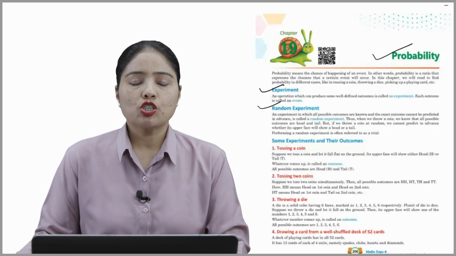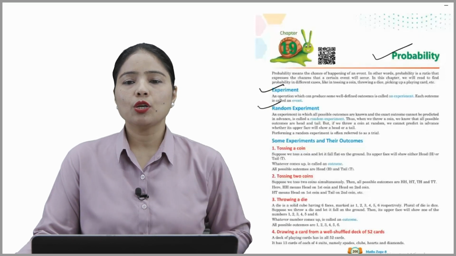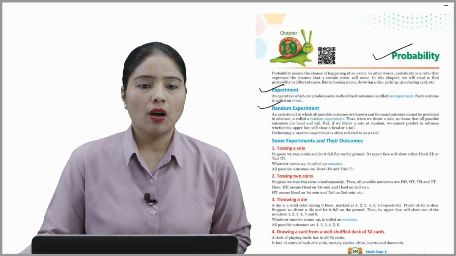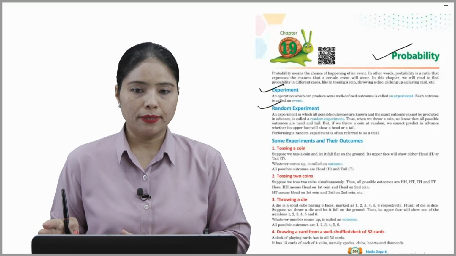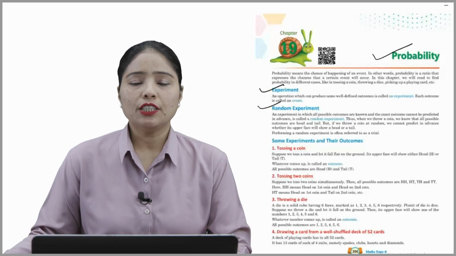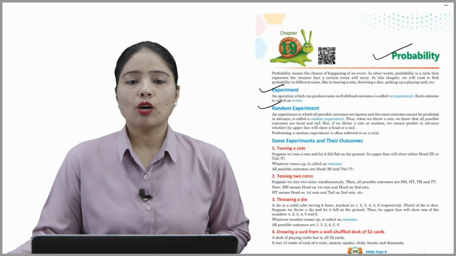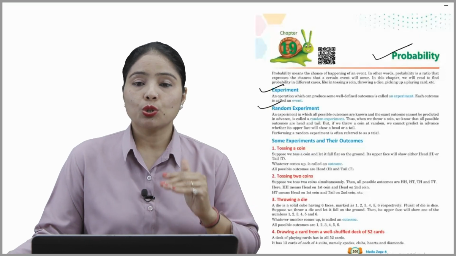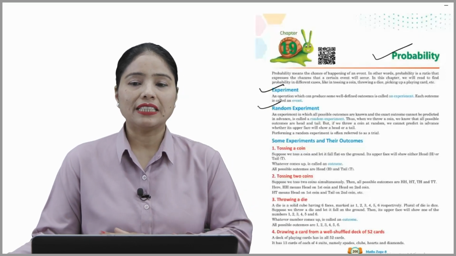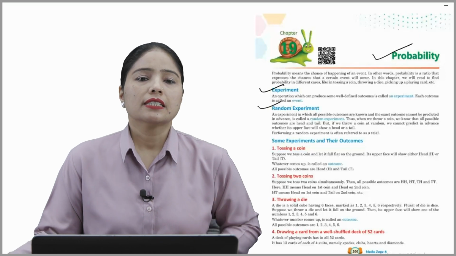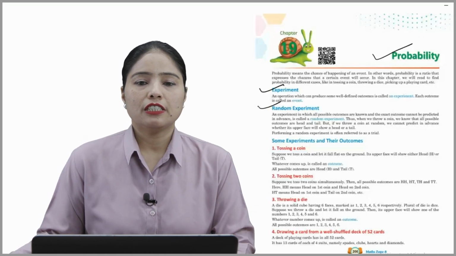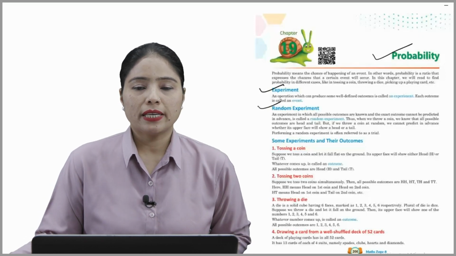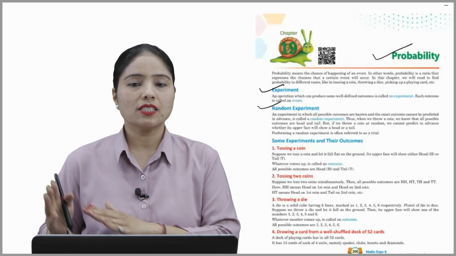An experiment in which all possible outcomes are known and the exact outcome can't be predicted in advance is called a random experiment. Thus, when we throw a coin, we know that all possible outcomes are head and tail. But if we throw a coin at random, we can't predict in advance whether its upper face will show a head or a tail, beta. Performing a random experiment is often referred to as a trial.